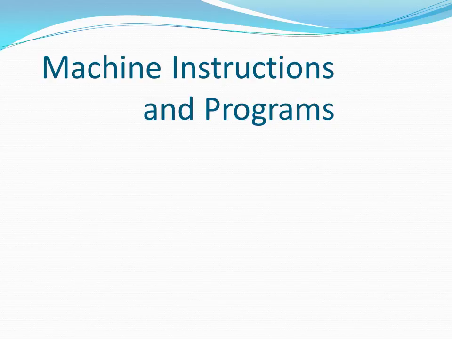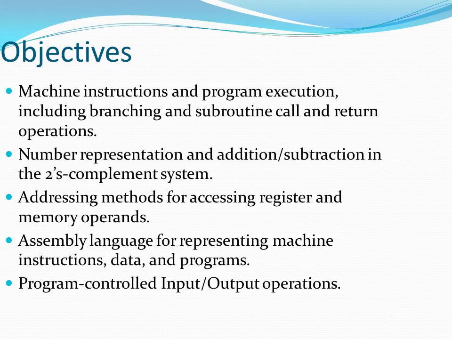So now we are going to discuss machine instructions and programs, and these are our objectives: machine instruction and program execution, including branching and subroutine call and return operations; number representation and addition and subtraction in the 2's complement system; addressing methods for accessing registers and memory operands; assembly language for representing machine instructions, data and programs; and program control input and output operations. So these are our objectives.